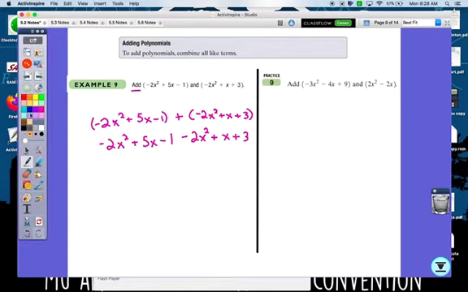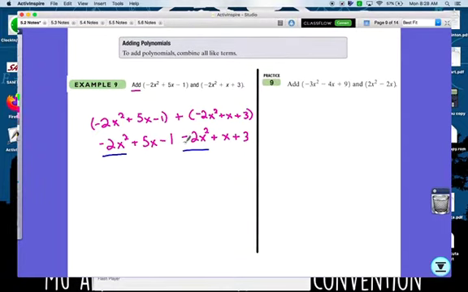All right, and then now we can combine. Got negative 2x squared and negative 2x squared. So negative 2 minus 2 gives me a negative 4 of those x squareds. 5x and x, that's understood 1x. So together that gives me plus 6x. And then constants, I got negative 1 plus 3. So negative 1 plus 3 gives me a positive 2. Okay, so just combine like terms basically again. All right, practice it out.